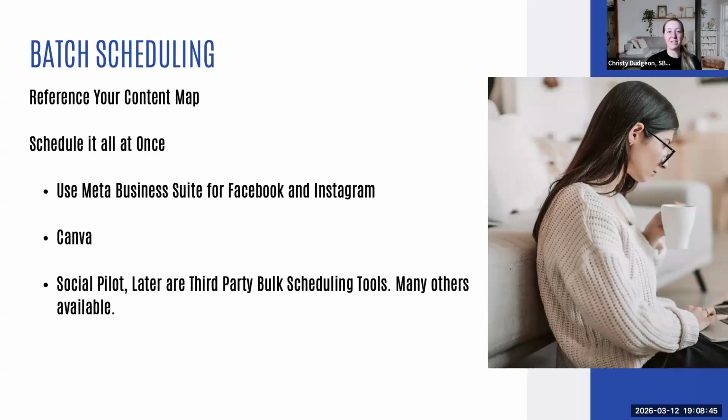So batch scheduling. As I just mentioned, Canva has a scheduler in it if you pay for the paid version. You can also use Meta Business Suite. If you've not heard of Meta, Meta is the overall giant conglomeration that actually owns Facebook and Instagram, as well as a lot of data centers around the country. They have a platform that is beyond your Facebook page or beyond your Instagram page. And actually, because Facebook and Instagram are part of the Meta world, you can manage them both on the same platform, which is called the Meta Business Suite.